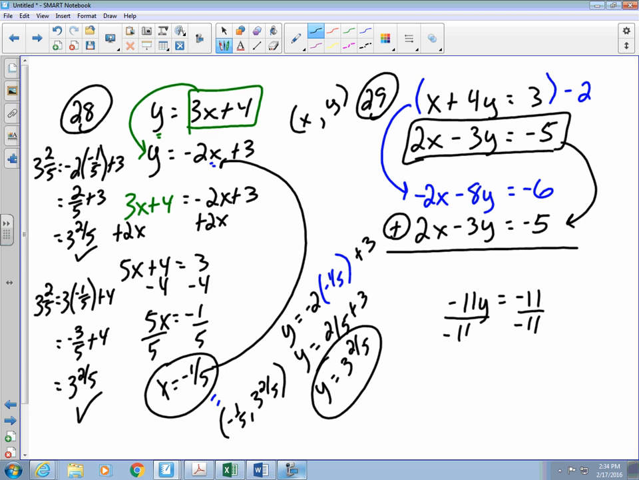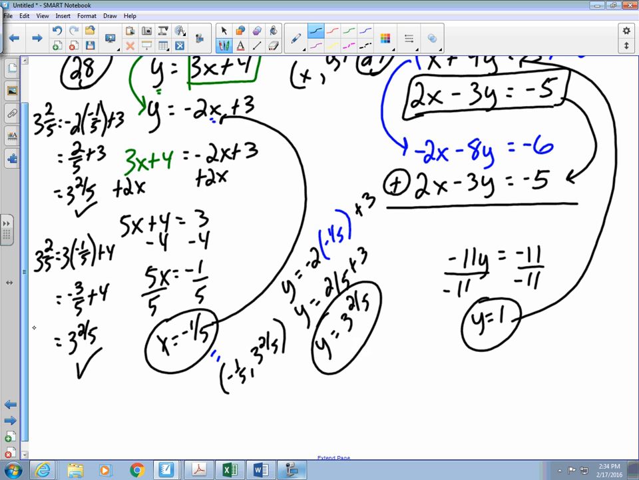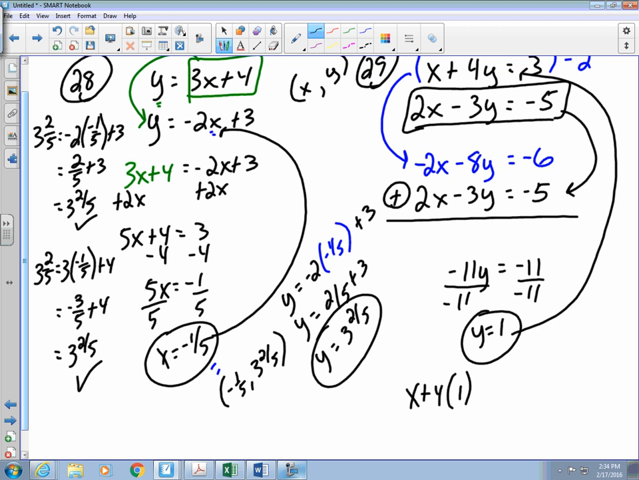And I divide it by negative 11, and then I get 1. Just like the other one, I have to figure out what x is. So I got to plug it back into any function that I want up above. I'm actually going to pick the very first function that I didn't even manipulate. Okay, so x plus 4y equals 3, and y is 1. So plugging that in, I realize that x is negative 1, because when I subtract 4, right, 3 minus 4 would be negative 1.